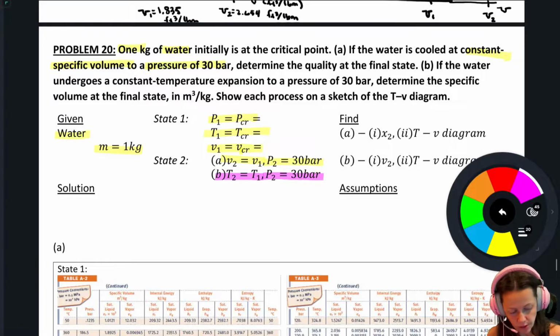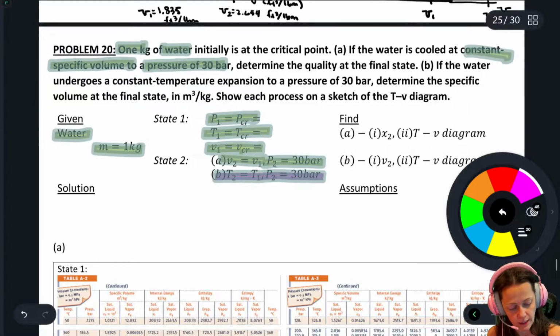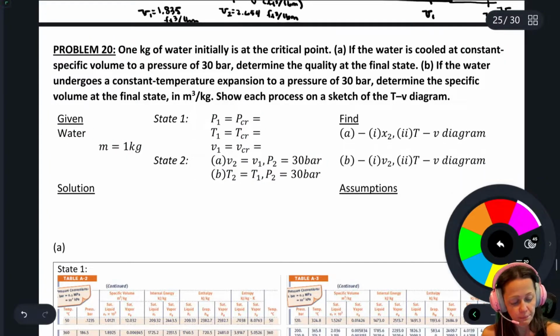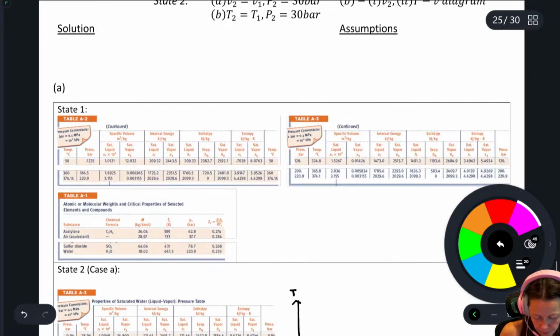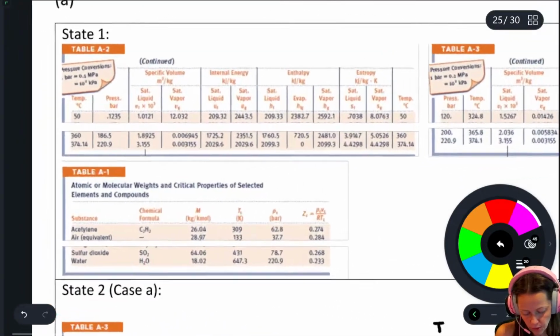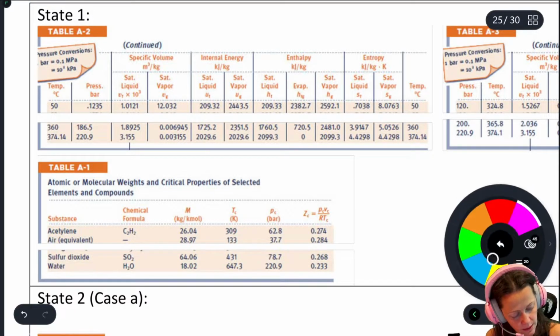So, okay, let's go ahead, clean all this stuff up, and start working here. All right, so for both of these, I'm going to figure out a property at state two, and I'm also going to draw it on a T-v diagram and see what I've got. So for state one, I need to figure out the critical temperature and pressure. So let's go look at that.